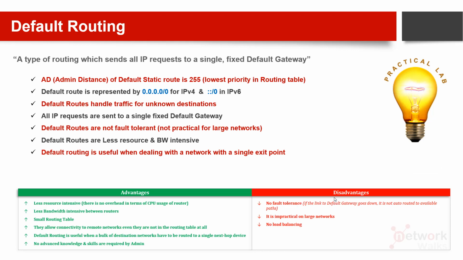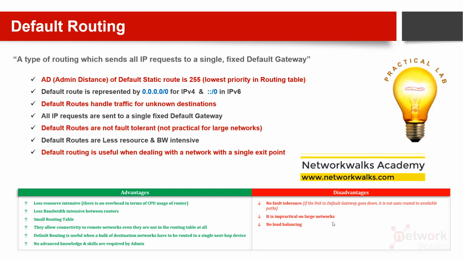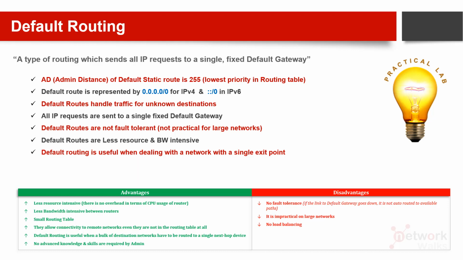Of course, every routing protocol, every routing mechanism has its disadvantages as well. So the disadvantage related with default routing is it is not fault tolerant. If your home Wi-Fi router is down, everything is down. And it is impractical for large networks where we have mesh networking, and there is no load balancing, of course, which is possible. So this is called default routing, where we send all the packets to one single fixed default gateway. I hope it has improved your understanding.